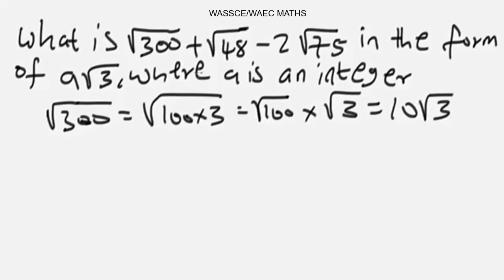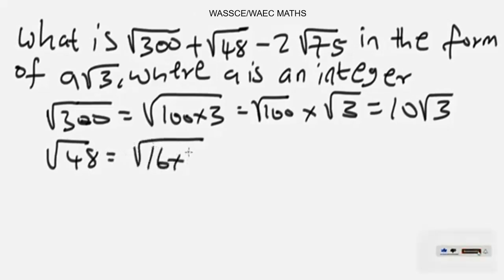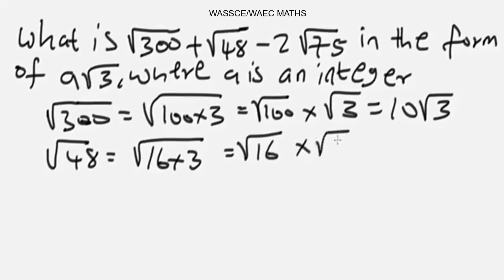Now let's express square root of 48 in terms of root 3. Square root of 48 is the same thing as square root of 16 times 3. When you separate, you're going to have square root of 16 times square root of 3. Square root of 16 is 4. We have 4 root 3.